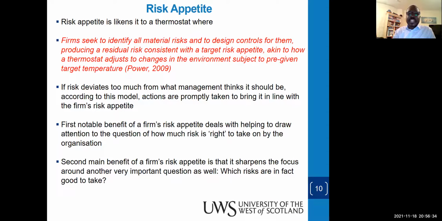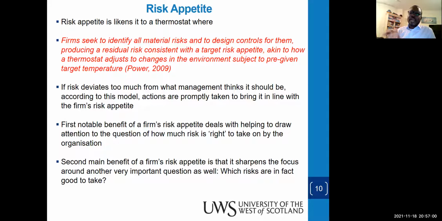Let's see risk appetite. Risk appetite, like an appetite, is something you long for. Power, in its 2009 publication, likened it to a thermostat. You know how a thermostat works? It examines the environment. If the weather is cold, it will adjust. If the weather is hot, it will adjust. They said that's how risk appetite should be for any organization.